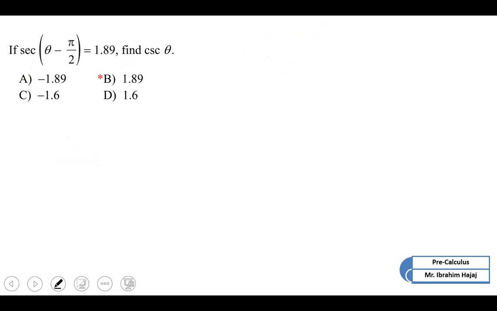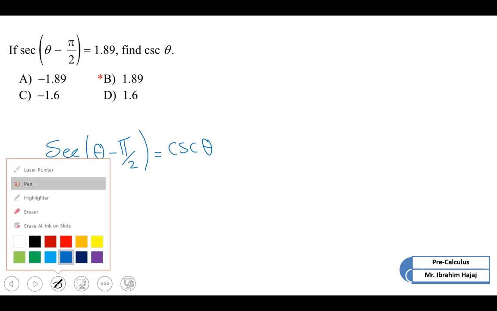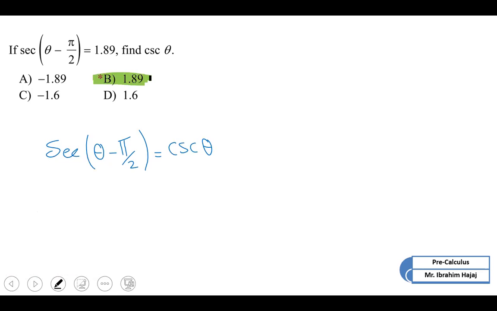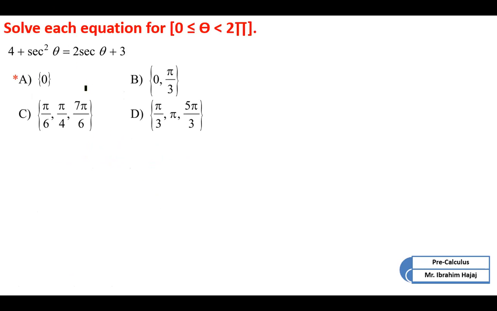Next question. If secant of theta minus pi over 2 is equal to 1.89, find cosecant theta. This is a rule, guys. This is an identity. Secant of theta minus pi over 2 is equal to cosecant theta, since cosecant and secant are co-functions. So your answer stays the same. And secant of theta minus pi over 2 is the same as cosecant theta, which is 1.89.